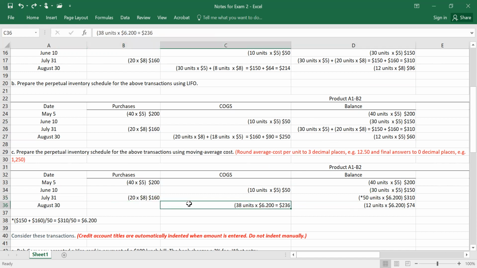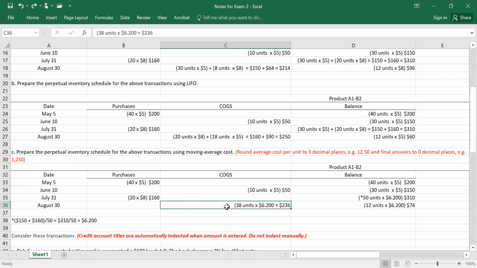This last item, of course, is going to be different. Our cost of goods sold, we're selling 38 items. We're using moving average. So all we have to do is multiply the 38 units we're selling times that $6.20, which means our cost of goods sold is $236.